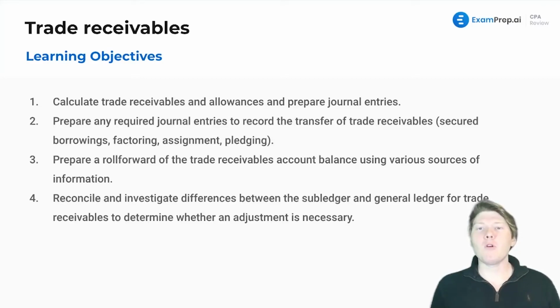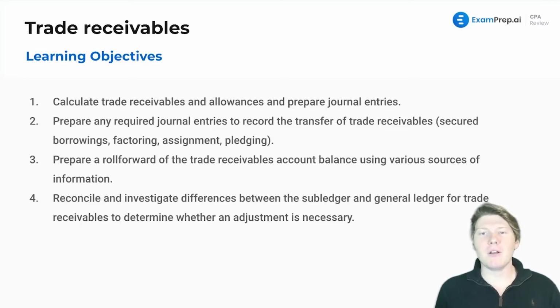We're going to prepare a roll forward of the trade receivables account using various sources of information, basically just a base formula, and we'll see that soon. And lastly, we're going to reconcile and investigate differences between the subledger and general ledger for trade receivables to determine whether an adjustment is necessary.